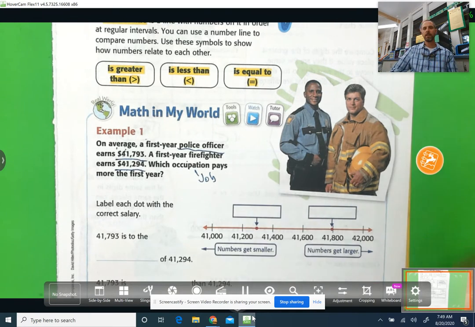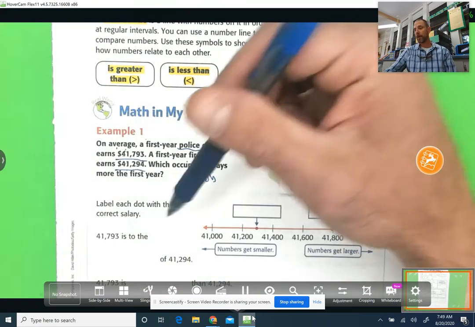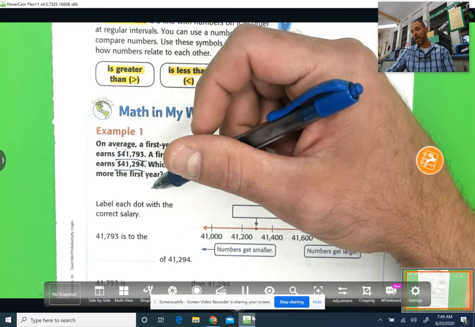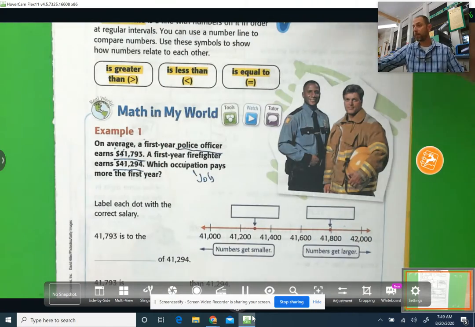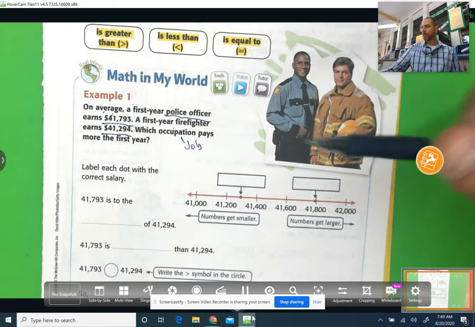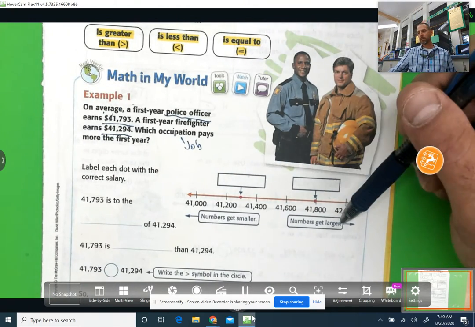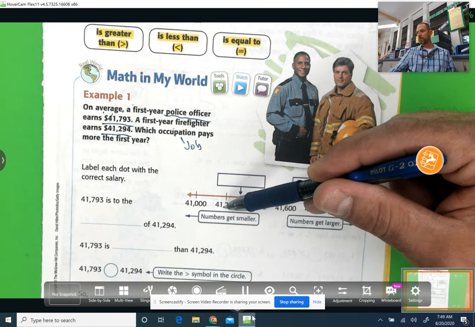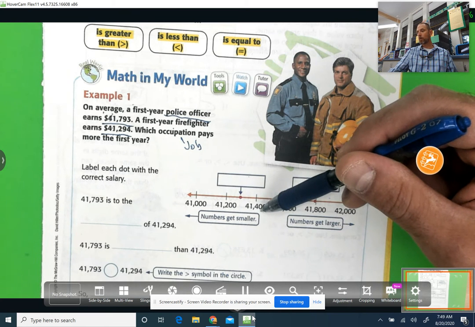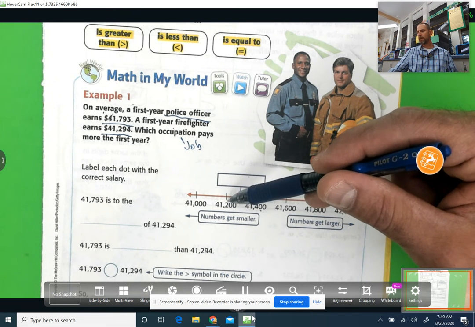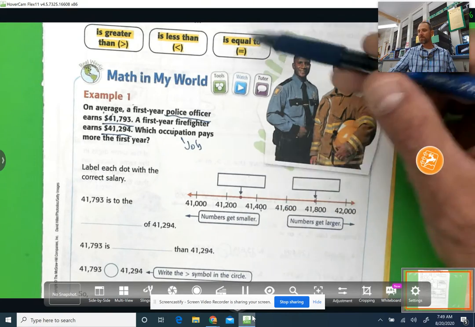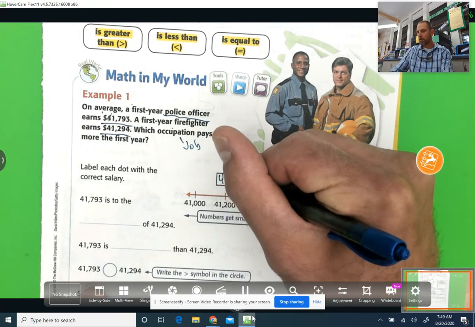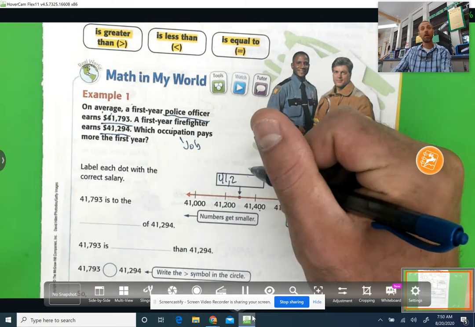The next strategy here is a number line for comparing numbers. We have 41,792 is to the blank of 41,294. Let's fill in this number line here. We have our two numbers. Where do our two numbers go? This number is between 41,200 and 41,400. And because this number here has a 2 in the hundreds place, I know that this number, 41,294, is the one that's going to go there because it too has a 2 in the hundreds place.